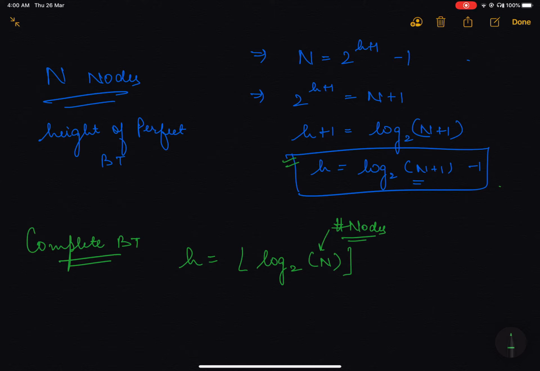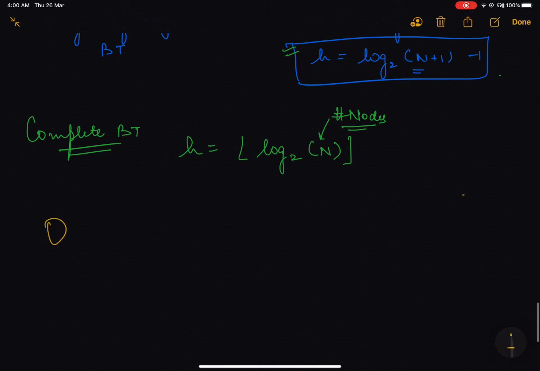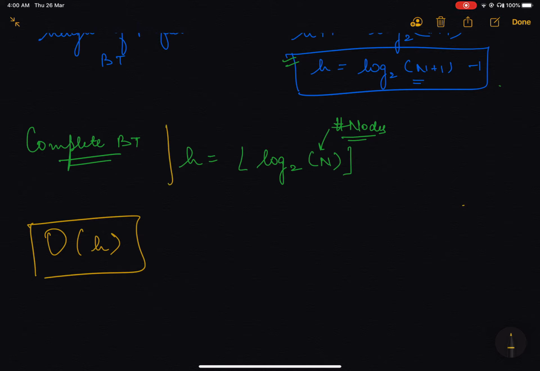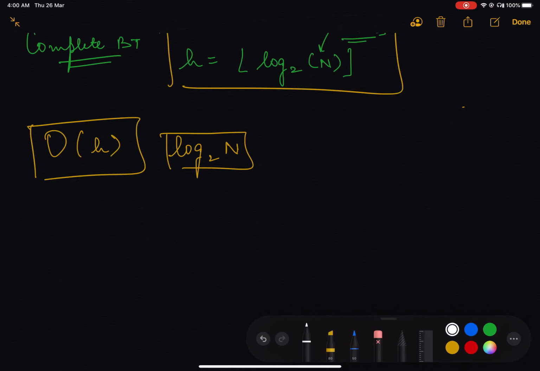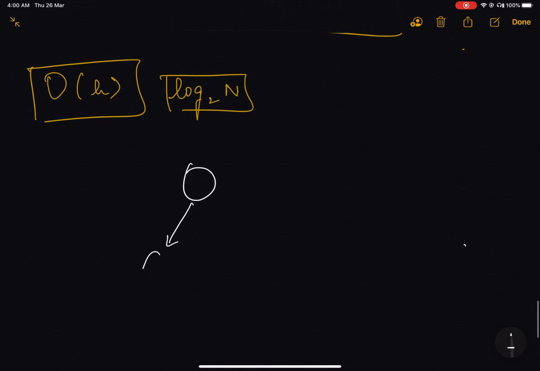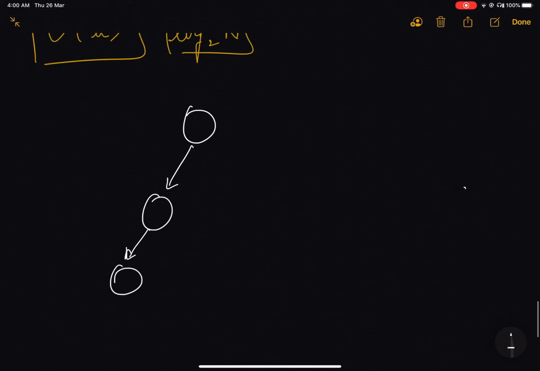Why this discussion is important for us is because a lot of tree algorithms have time complexity in terms of the height of the tree. Thus, as we just saw, in the best case the height can be log to the base 2 of n. What can be the worst case of the height of a tree? Let us take this example of a tree. Is this a binary tree? Yes, it is a binary tree where all the rights are null.